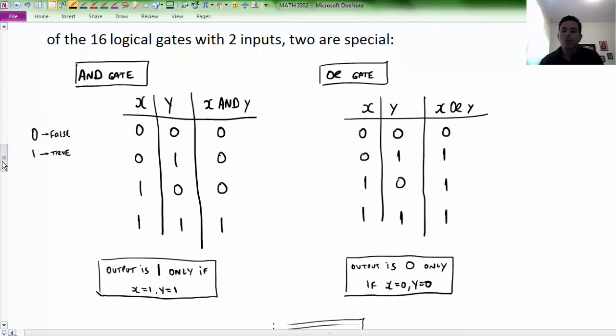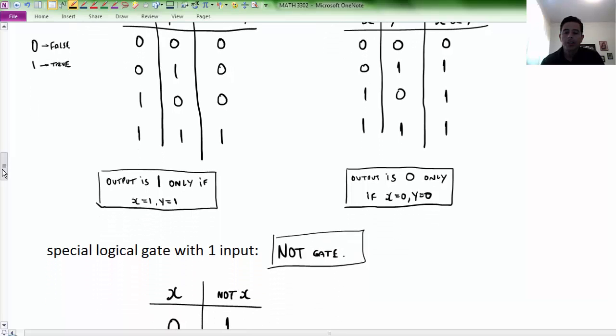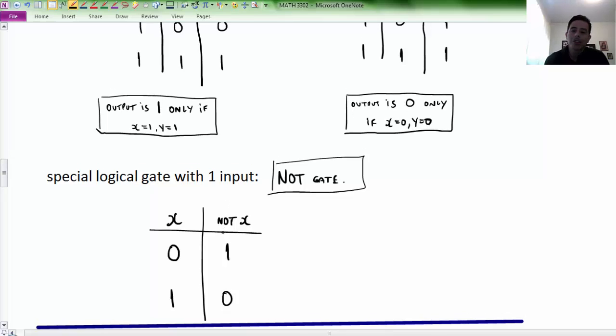Now, there is one gate with one input, and that's the NOT gate. That's a special logical gate with one input that we're going to also consider. The NOT gate has only one variable as the input, and it is very simple. It's the opposite of what you have here. If you have 0 as your input, the output is 1, right? If it's 1, then it's 0. So the NOT gate describes the negation, right?